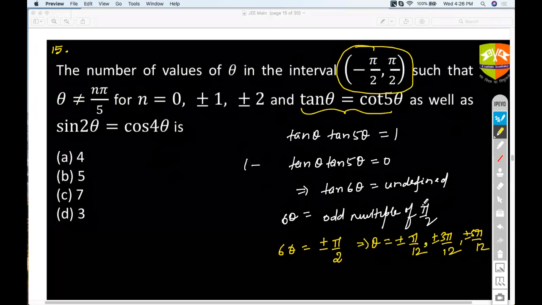So these are the possible angles in this interval for which tan of 6 theta will become undefined. Let me write here as an odd multiple of pi by 2, plus minus, or you can say (2n plus 1) pi by 2. Okay, let's talk about the second one.